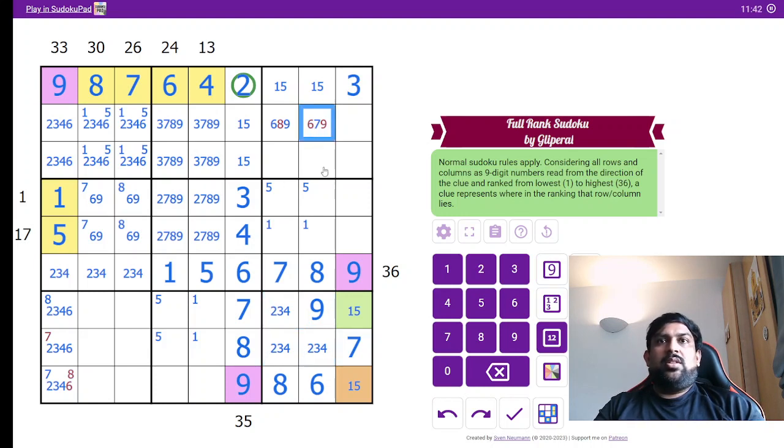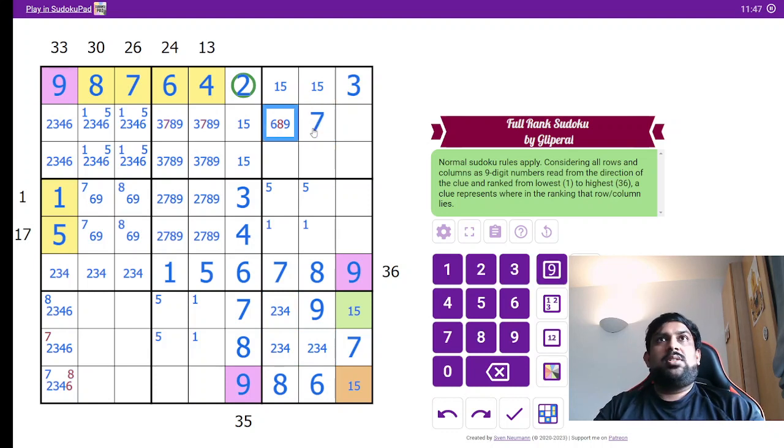Till now we are good. Okay, these look to be reduced. 6 9 is gone, so this is 7. 6 9 is gone, so this is, so okay.